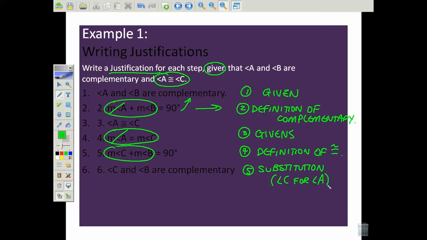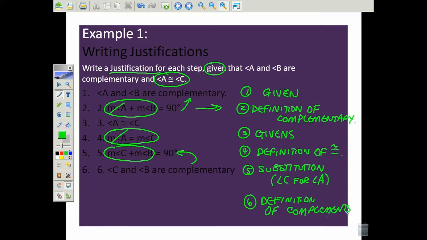Now if I look down the bottom at 6, I'm looking at my previous line. How are they related? Angle C and angle B are complementary. Well, duh, because C plus B is 90. So to me, that is definition of congruence. Sorry, complementary. Definition of complementary. Okay? And so this is meaning that these are complementary. Okay, definition of complements. So that's how this rolls.